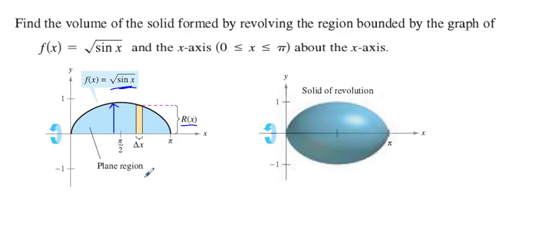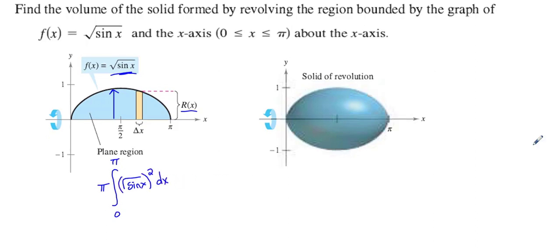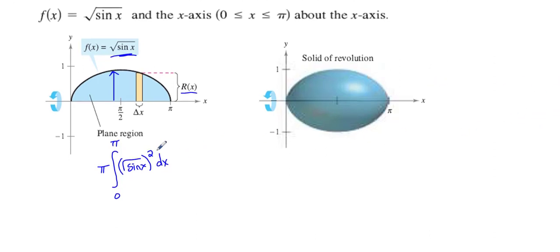Our interval is 0 to pi. So our antiderivative would be pi, integral from 0 to pi, just because it's a trig function, and then we have square root of sine x. Are we okay with this so far? Okay, the radius is the height of the function. Area, width, creates volume. Good news, do a little bit of simplification, right? The square of a square root would simplify. So we have pi, antiderivative, 0 to pi, sine of x, dx.